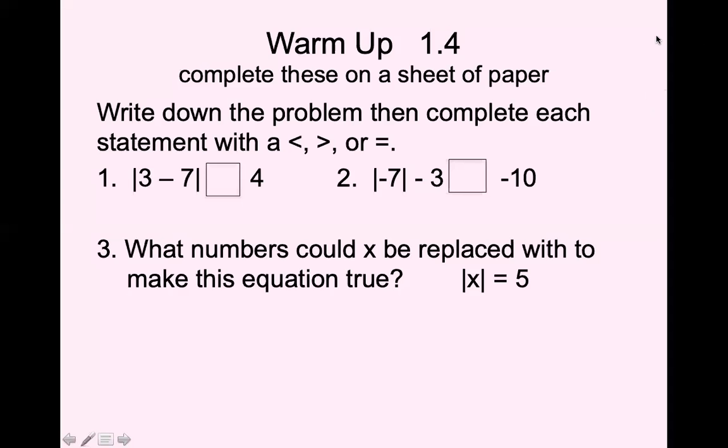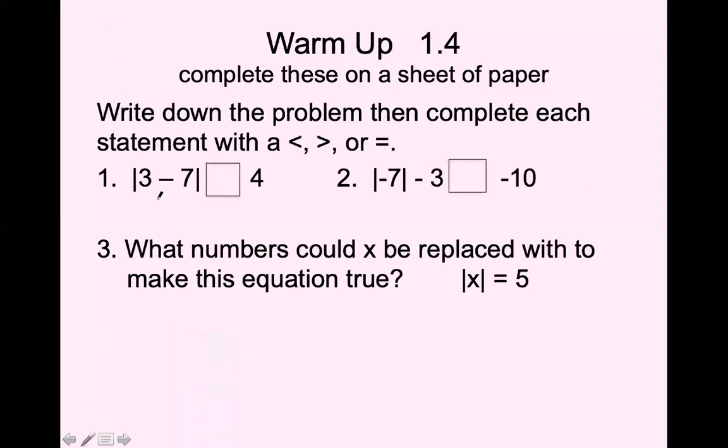It says on a sheet of paper, complete each of these. Remember that these bars mean absolute value. We talked about this last week. Absolute value, again, is how far a number is from 0 on a number line. So go ahead and try these on a piece of paper. Pause the video and we'll come back and check. Okay, welcome back. I'm going to grab my pen and we're going to go through these.